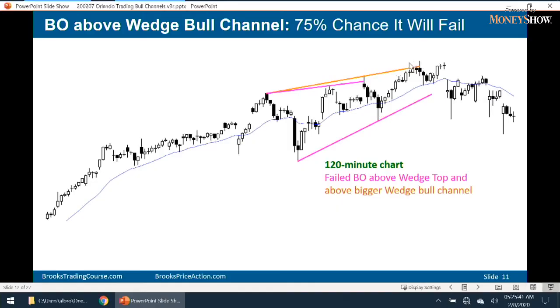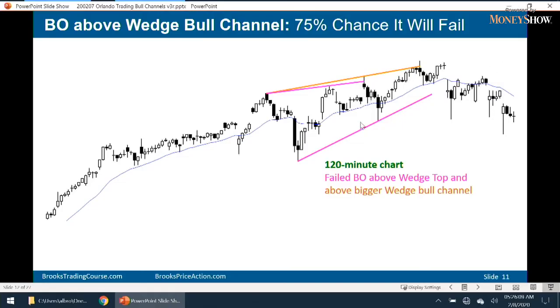This is a pretty common situation where you have a wedge top, the pink line here, and we had a reversal down. I could have drawn the line in here. But instead of a bear trend, we got a new high. About half the time, if you have some kind of a wedge top, you're going to get a test of the high, or even a breakout above the high.